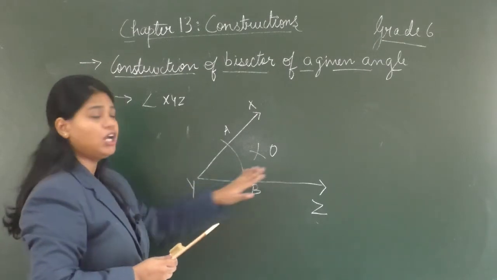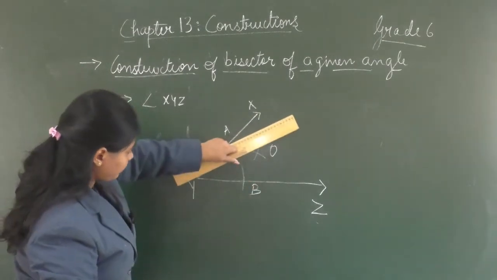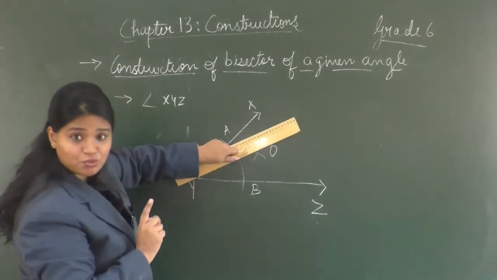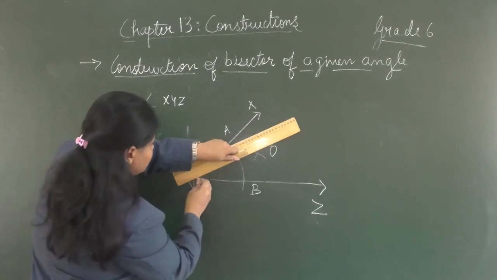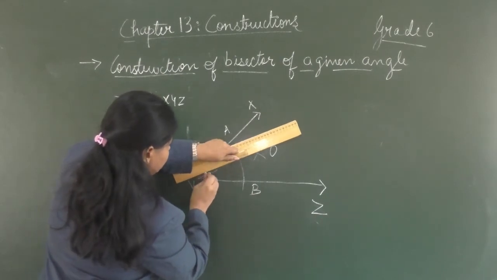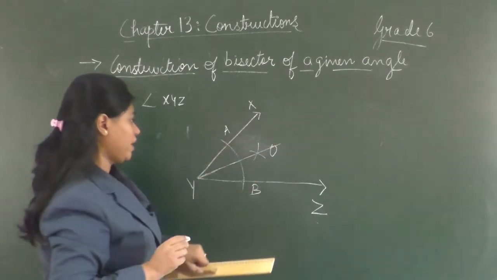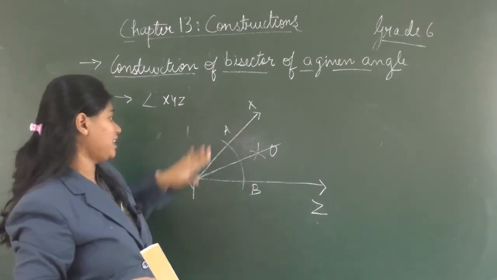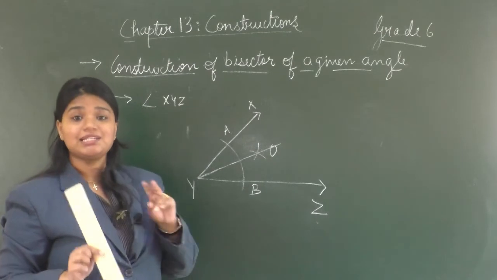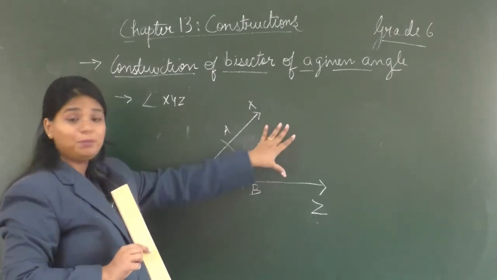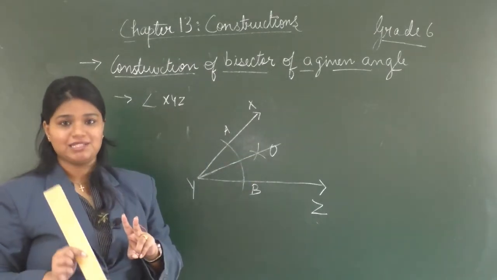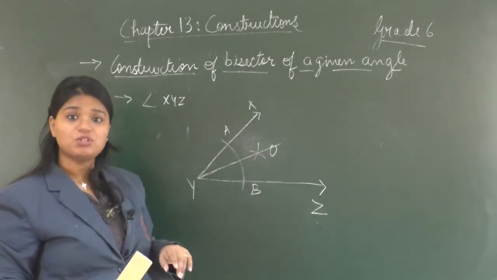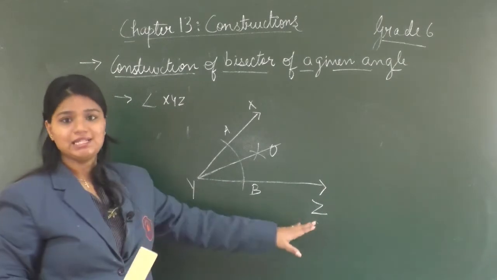Now I will join O and Y. So you will carefully place the ruler on point Y and join OY. So OY is the bisector of angle XYZ. That means it has divided the complete angle into two equal parts. That is, we can say angle XYO is equal to angle OYZ.